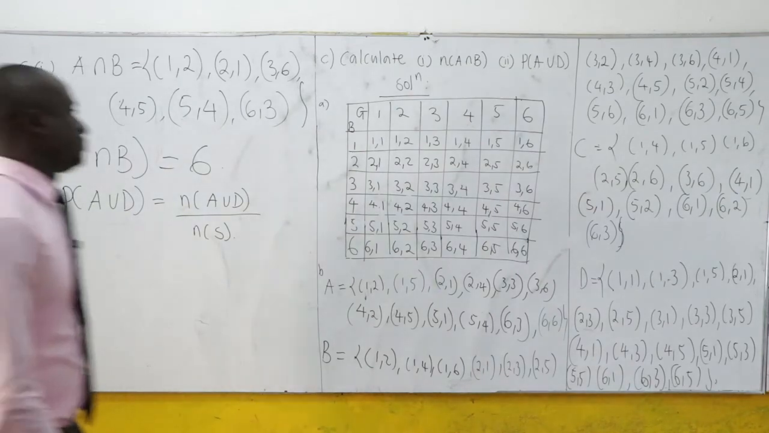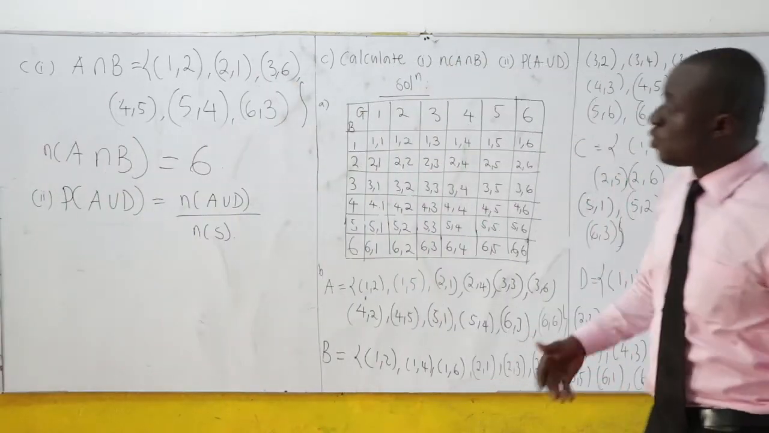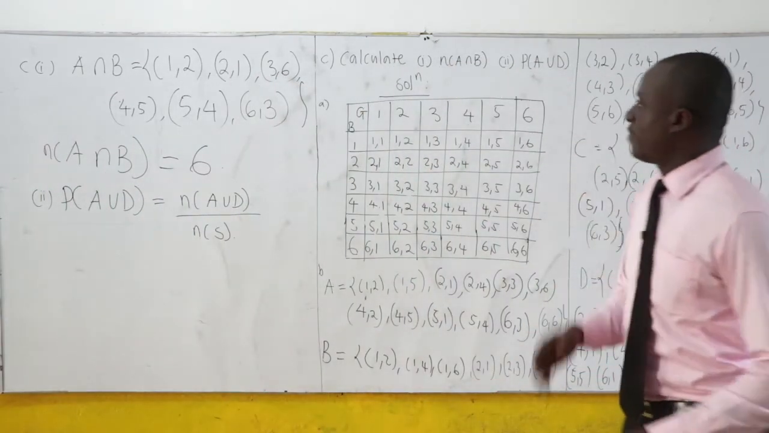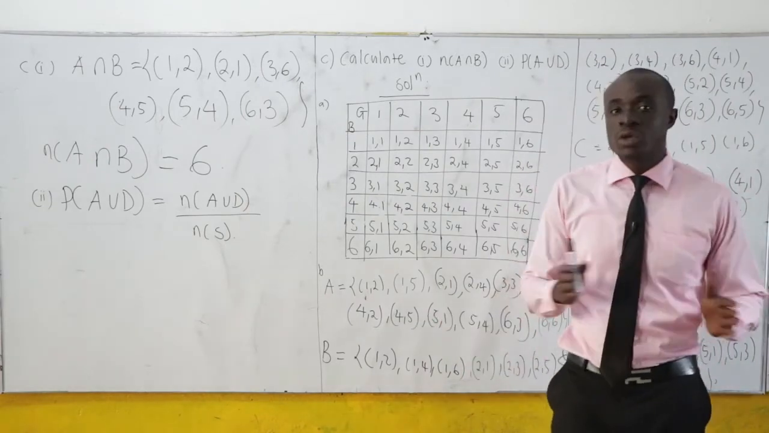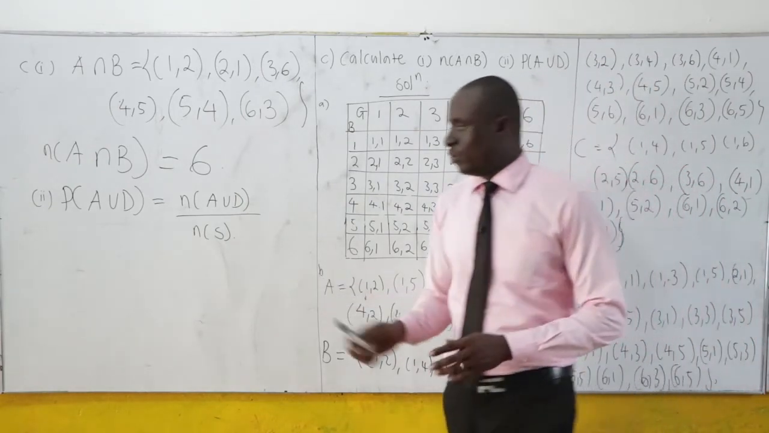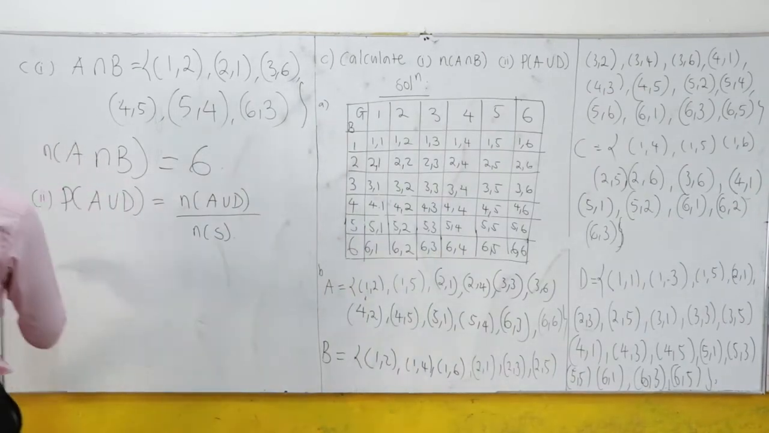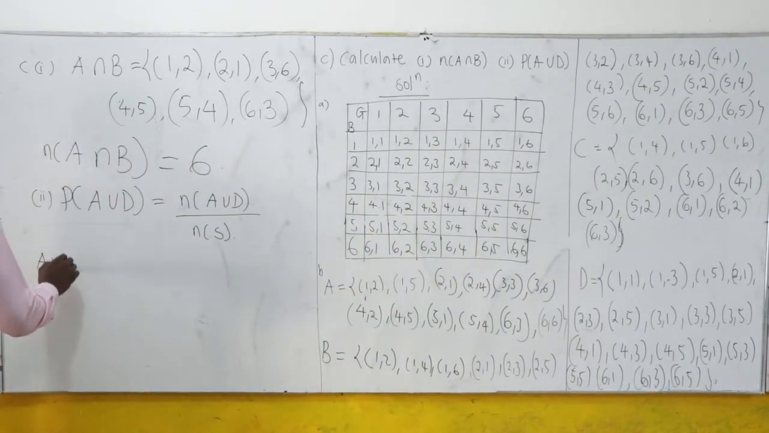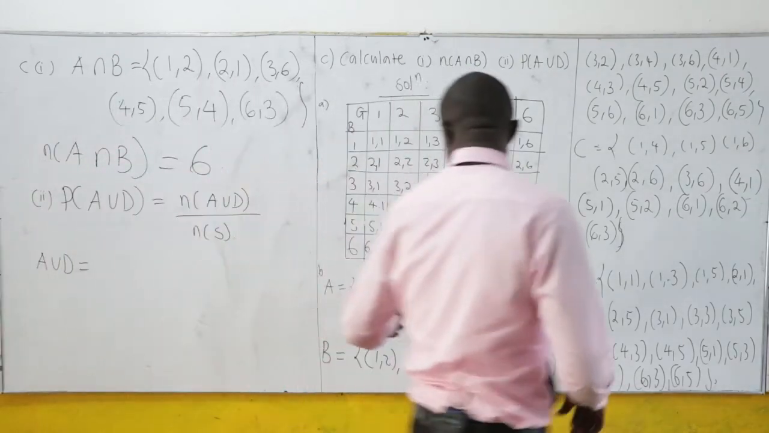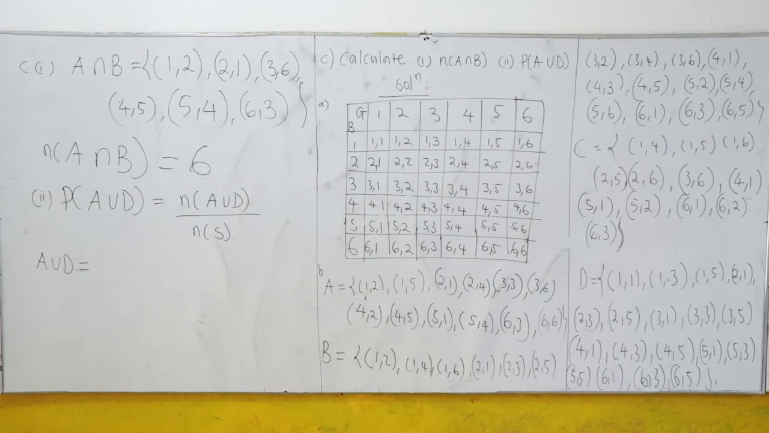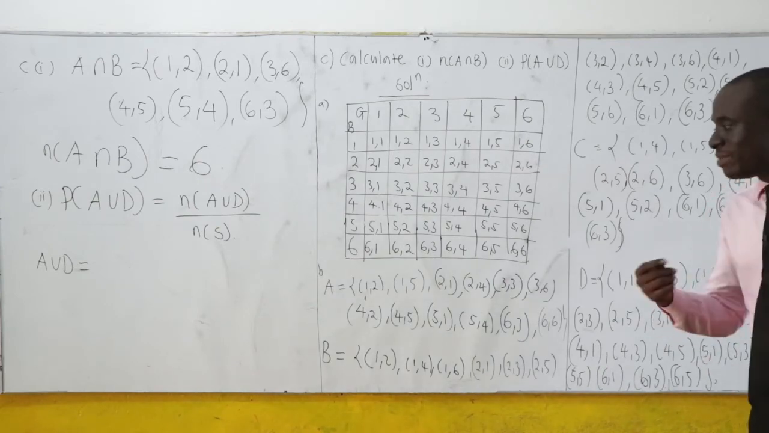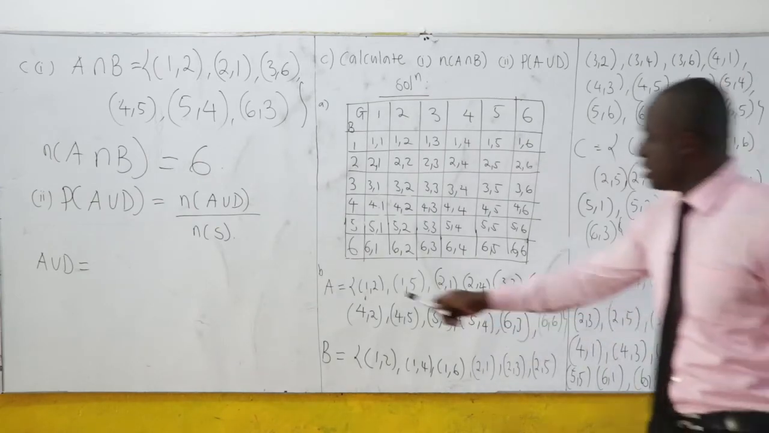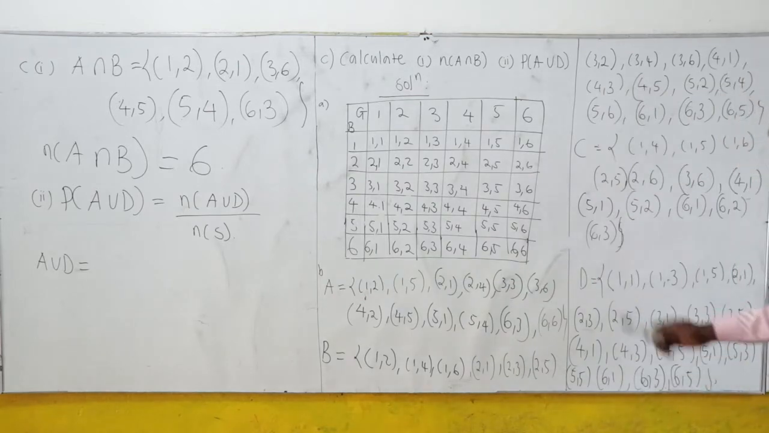36. Now, we need to know A union D first: the elements that belong to A or D or both. Note that the elements shouldn't be repeated.